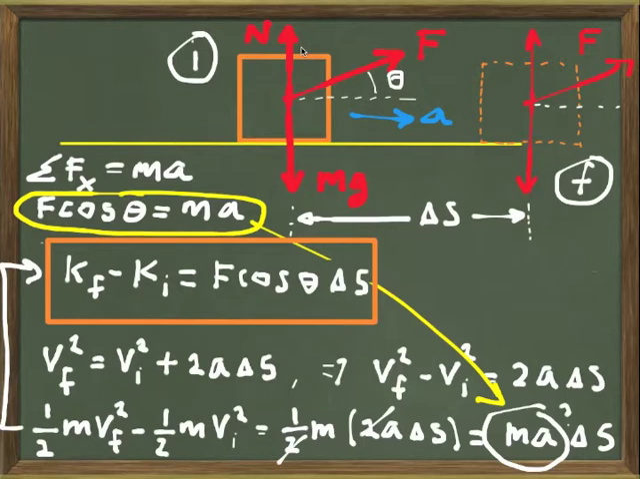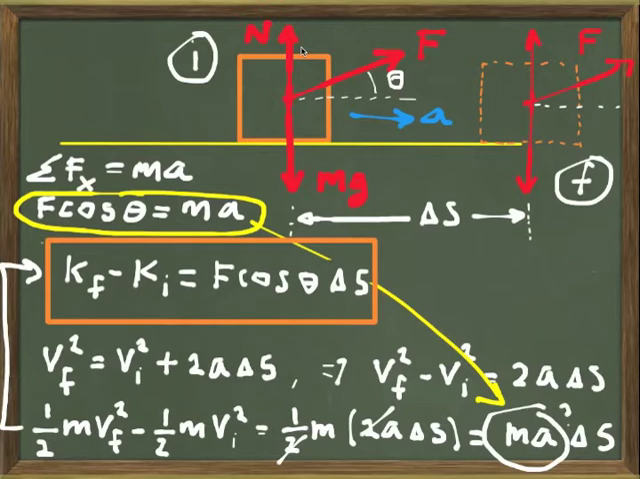It will depend on for how long you apply the force. That's your delta S. Does that make sense? If you apply a force F, but only for half a second, you don't get the same change in kinetic energy than if you apply the force for 10 seconds, right? Because remember that as long as the force is applied, that object is accelerating. So it's gaining kinetic energy, okay? So obviously the delta S should show up there.